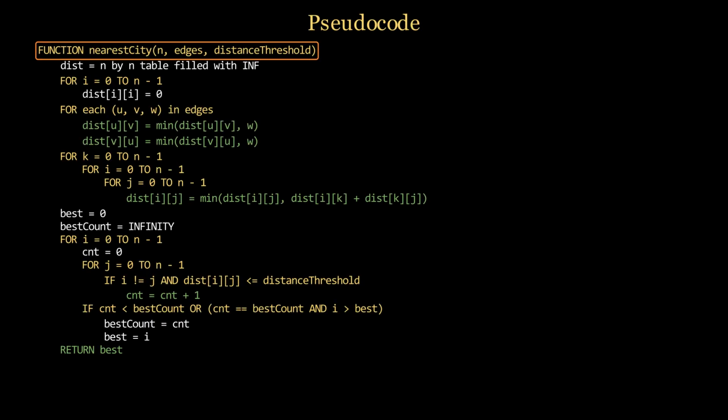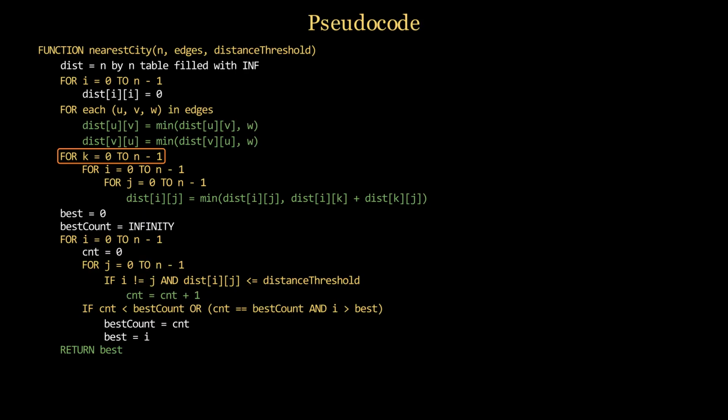Main routine, nearest city, given n, the edge list, and the distance threshold. Allocate a square distance table and fill it with a sentinel meaning not reachable yet. Loop over every city index to set the diagonal. Distance from a city to itself is 0. Loop over each undirected road as u, v, and weight w. Record the road from u to v if it improves the current estimate. Do the same from v to u because the graph is undirected.